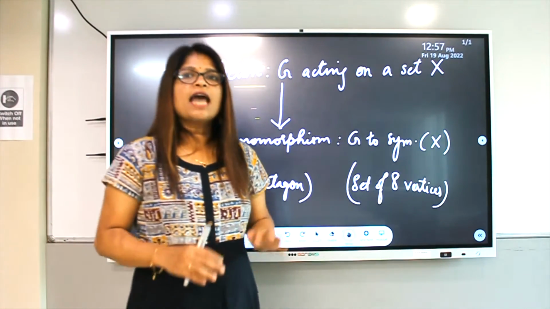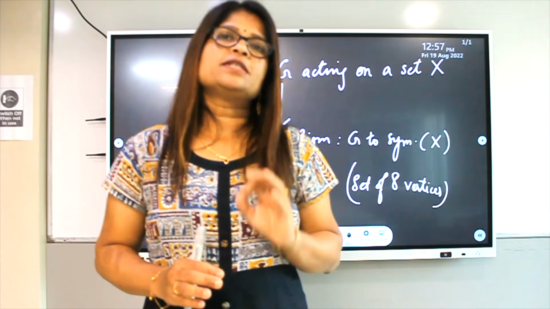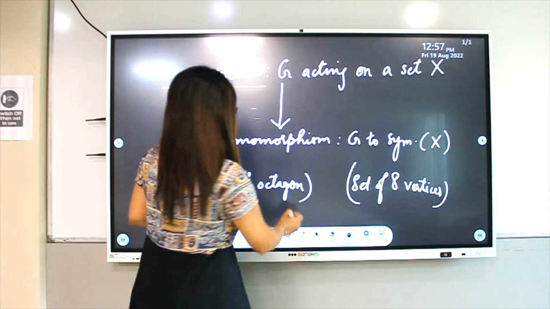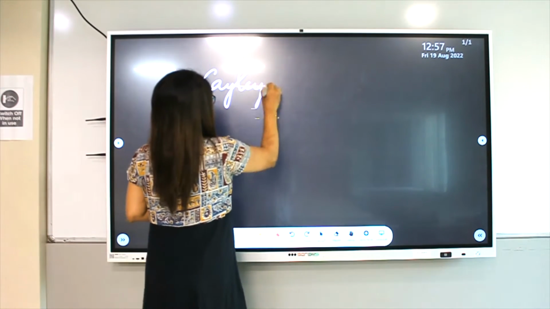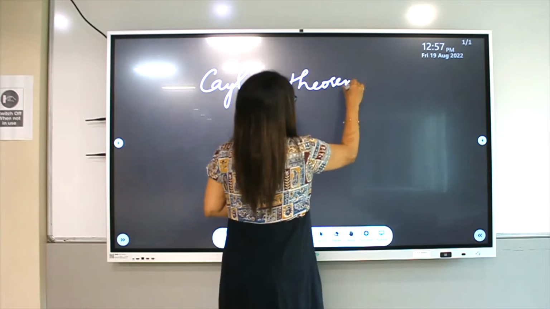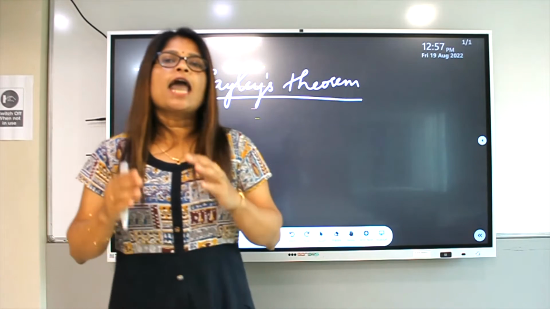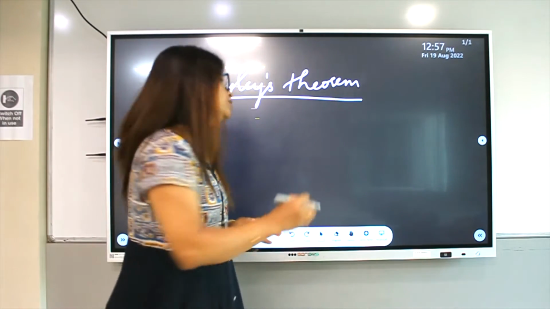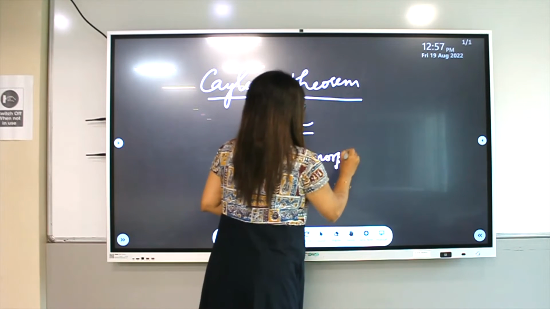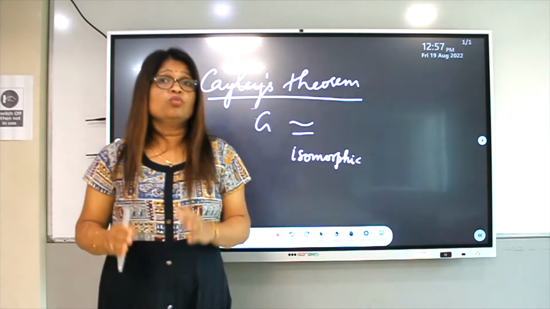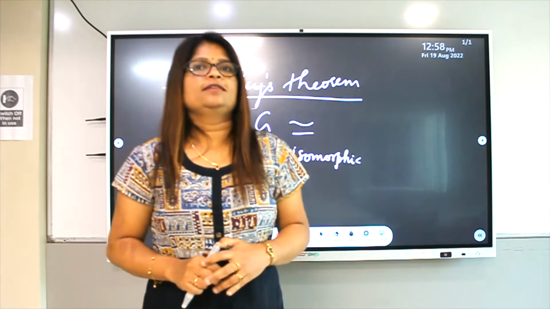Cayley's theorem states that every group G is isomorphic to a subgroup of the symmetric group of G. So what does Cayley's theorem say? Cayley's theorem states that every group G is isomorphic to a subgroup of the symmetric group of G.